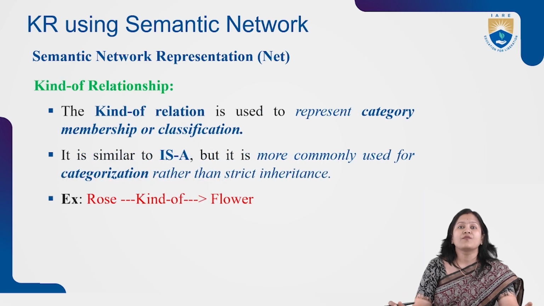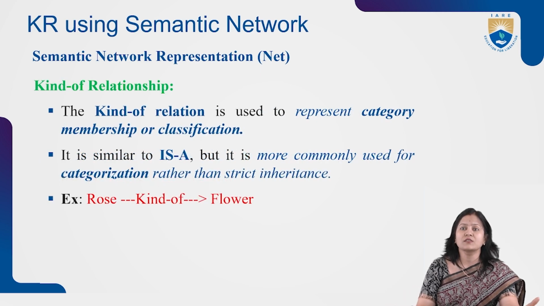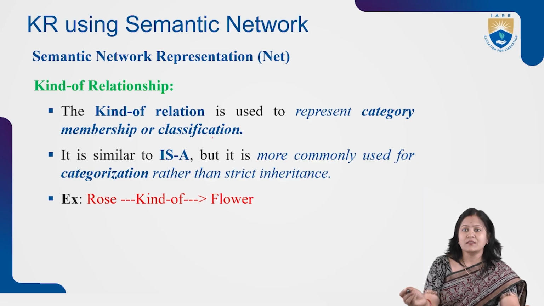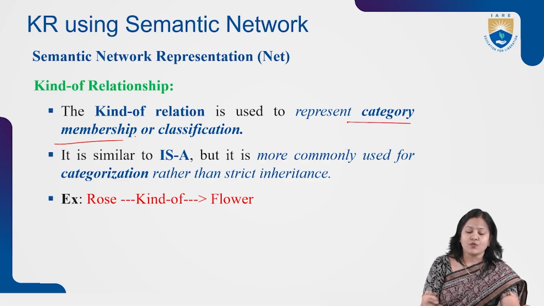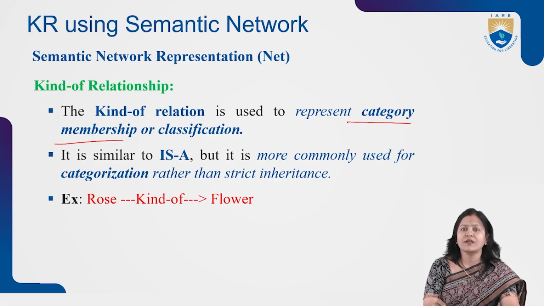The second one is the kind of relationship. The kind of relation is used to represent category membership or classification. It does not represent inheritance completely. It is used to represent category membership. So it is similar to the is A relation, but it is more commonly used for categorization rather than strict inheritance.